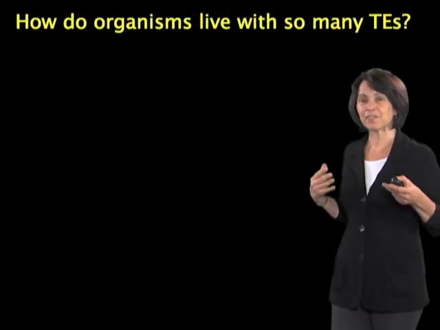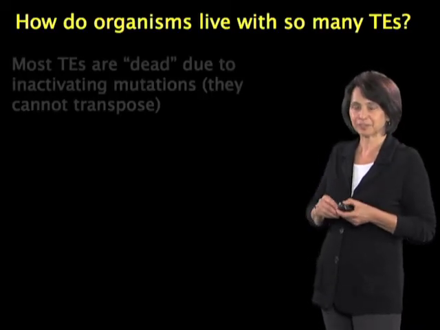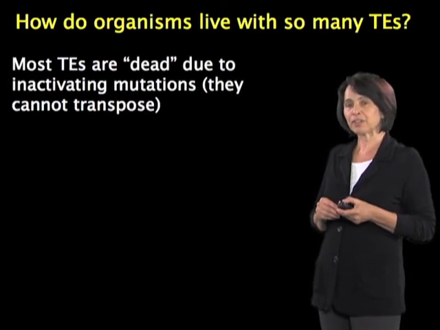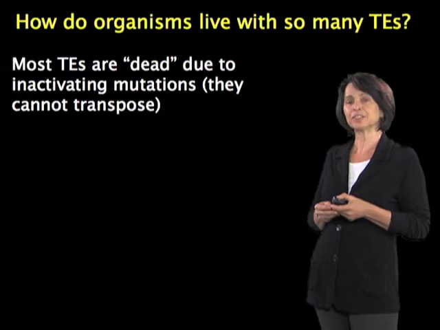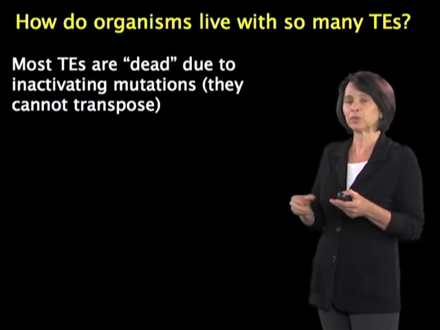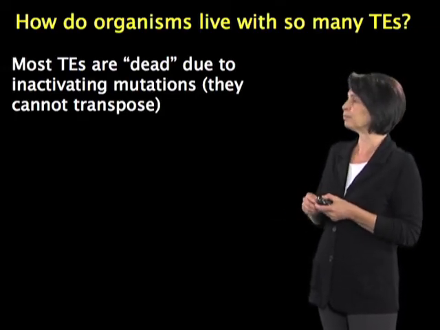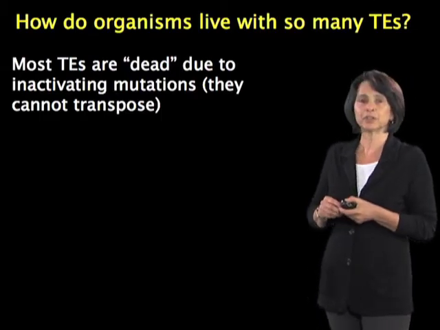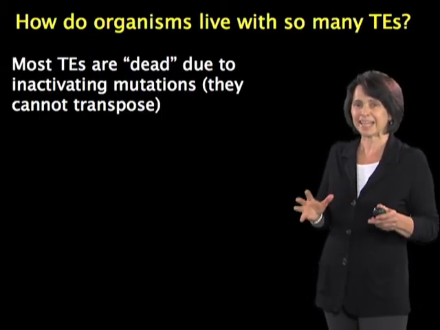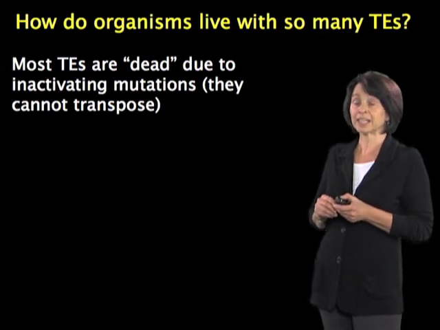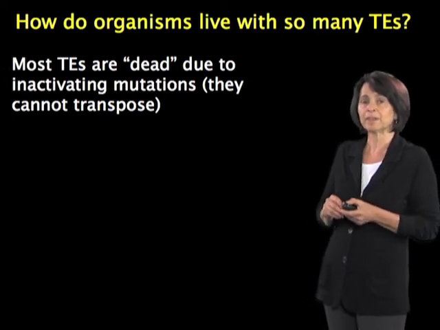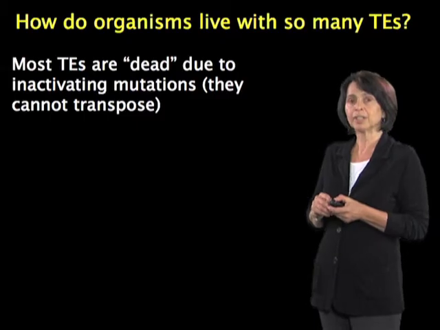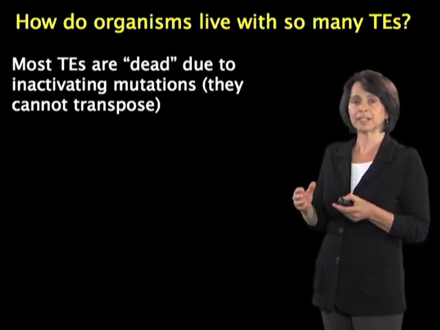How do organisms function with that much stuff? There are actually three major reasons for the success of organisms despite being crowded with that many transposable elements. The first thing is that most of the transposable elements in the genome are dead. And when I say dead, I mean they can't move. They don't move anymore. They probably haven't moved for a long time. And they're dead because they're mutated.